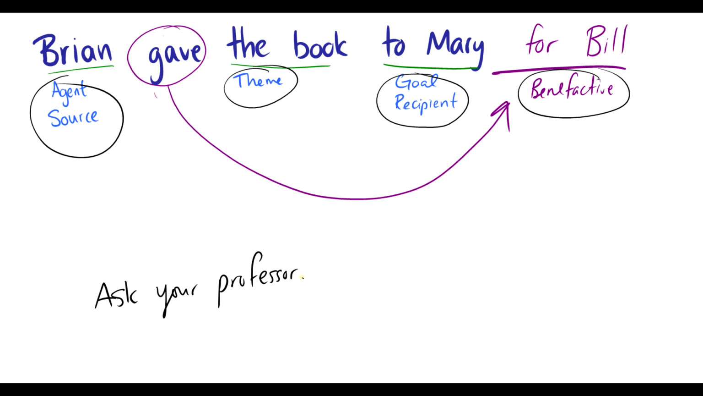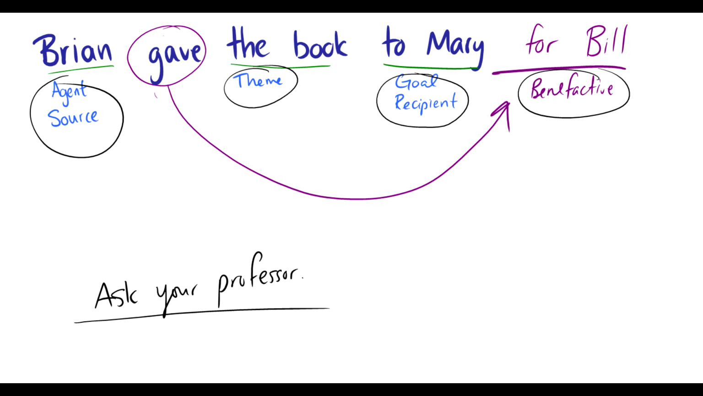Really, it doesn't matter which one you pick, as long as you pick one and you're consistent through all your examples. Brian can either be an agent or a source, Mary can be a goal or a recipient. Doesn't actually matter. As long as the noun has at least one theta role, everything's okay. But what you should use in your exam depends on your course, so you should ask your professor. And that's the best way to put it.